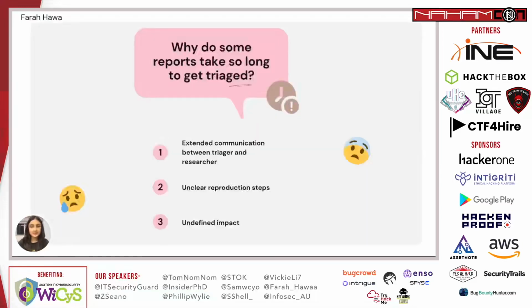So let's begin. Why do some reports take so long to get triaged? The main reason is extended communication between triager and researcher. This means that probably the triager asks too many questions and the researcher gets back, and there's a lot of back and forth, which sometimes takes days, probably weeks. And the reason why all of this communication comes up in the first place is because the original report does not mention clear reproduction steps, or it does not define the impact of the bug clearly. And that's why there's a lot of questioning and lots of delays, basically.